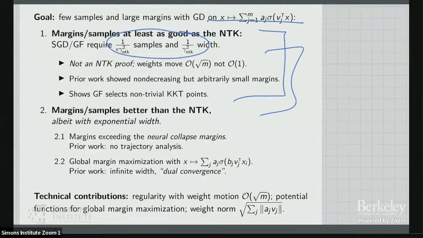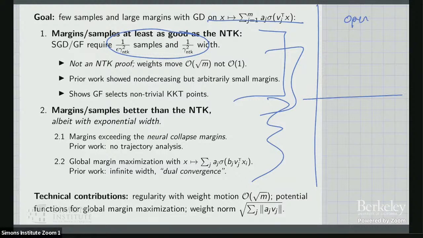To be honest, it is stronger than the second half. The second half just looks hard. The second half was some cases with global max margin. And I would say open problems, just to give people something to think about.